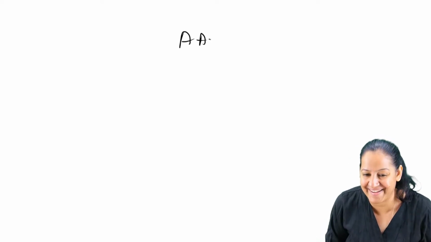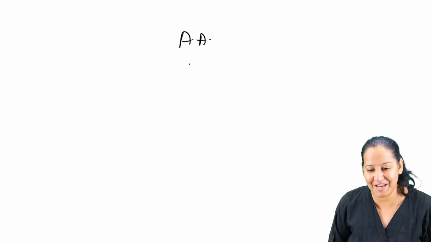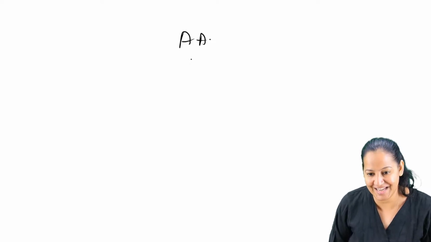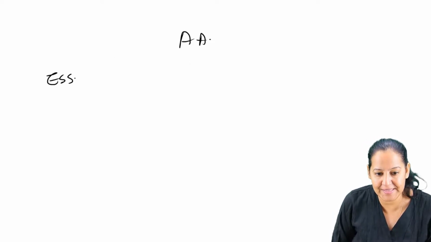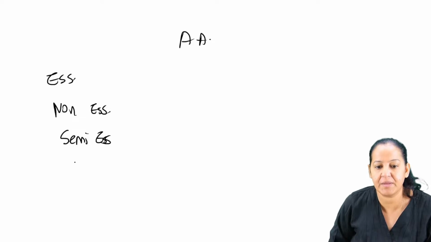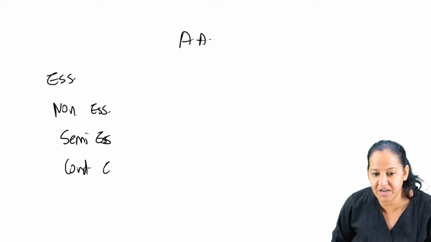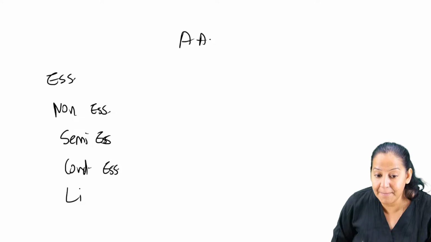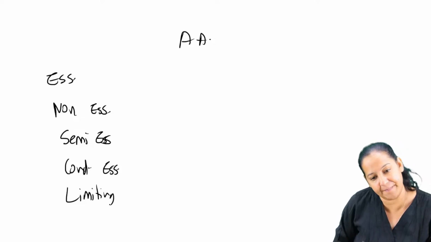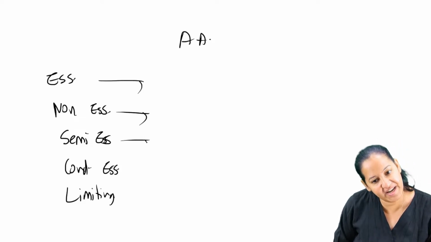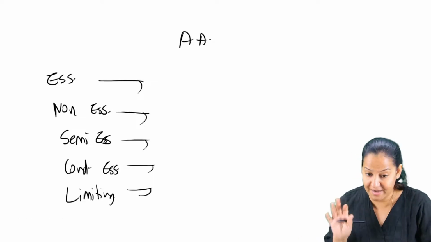Okay, so we have learned the amino acid topic. There are 5 types of amino acid. Can you tell me what they are? Essential amino acid, non-essential amino acid, semi-essential amino acid, conditionally essential amino acid, and limiting amino acid. Tell me the definition and example of each of them. You get many questions on that.